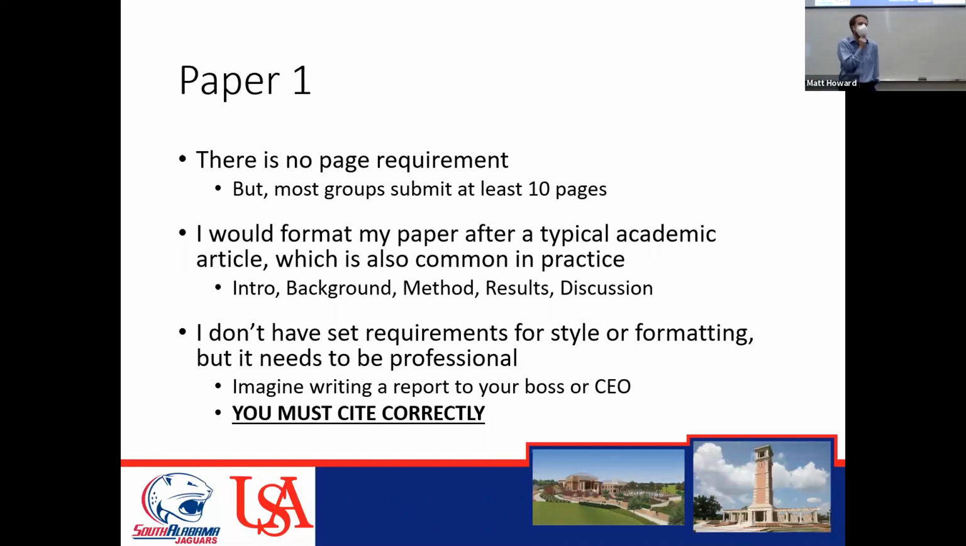So therefore I have to call them in, we have to have awkward conversations, and then you have to rewrite parts of your paper, if not the whole paper itself. So, okay. Any general questions about paper 1?